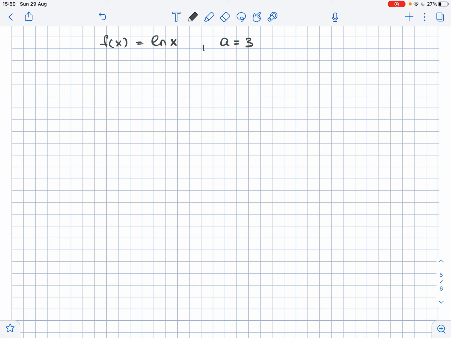So we need to use the definition of a Taylor series to find the first four non-zero terms of the Taylor series for the given function centered at a. We also need to write the power series using summation notation.